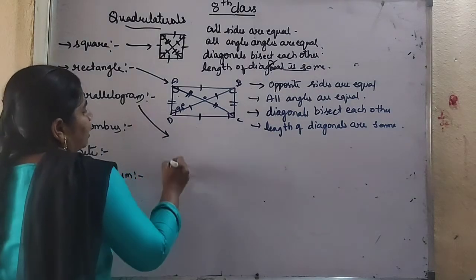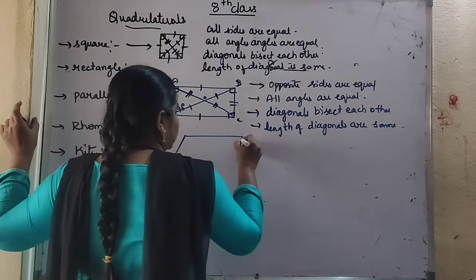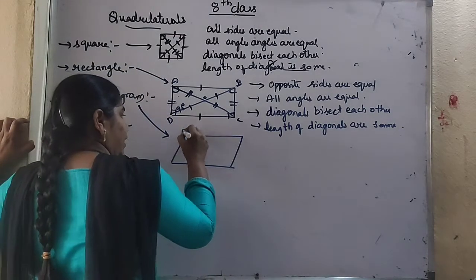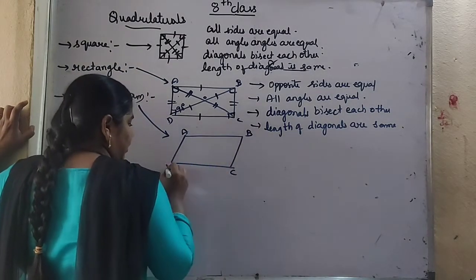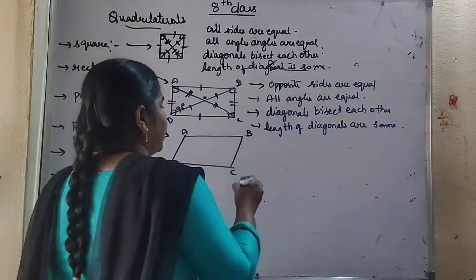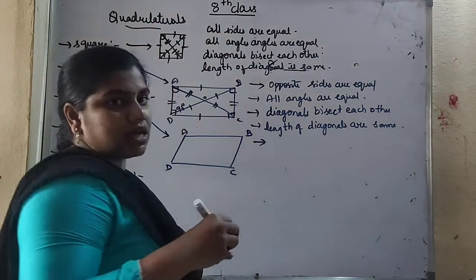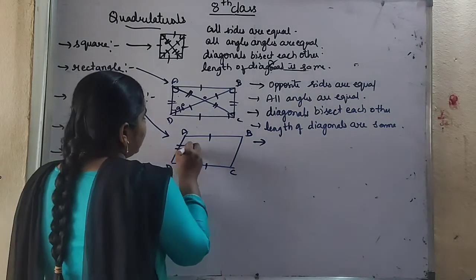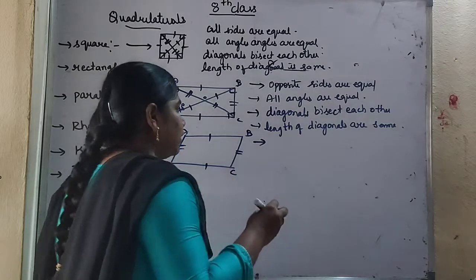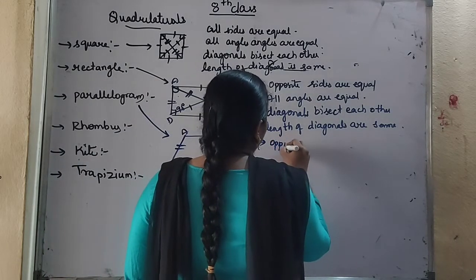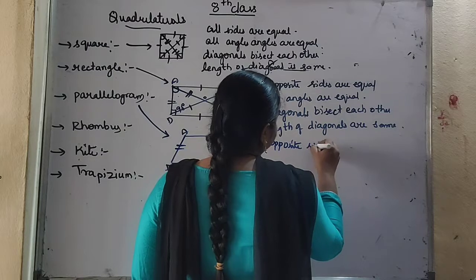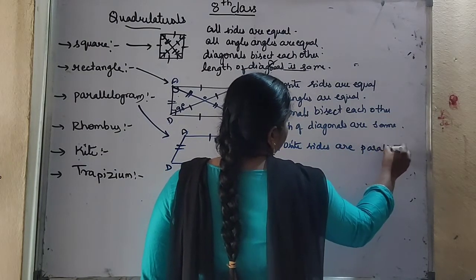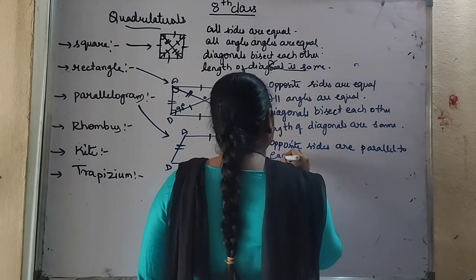Now about parallelogram. How will you see a parallelogram? In this way. If I take this A, B, C, D, in this case opposite sides are parallel to each other. So this line is parallel to this line, and this line will be parallel to this line. So here we can write opposite sides are parallel to each other.